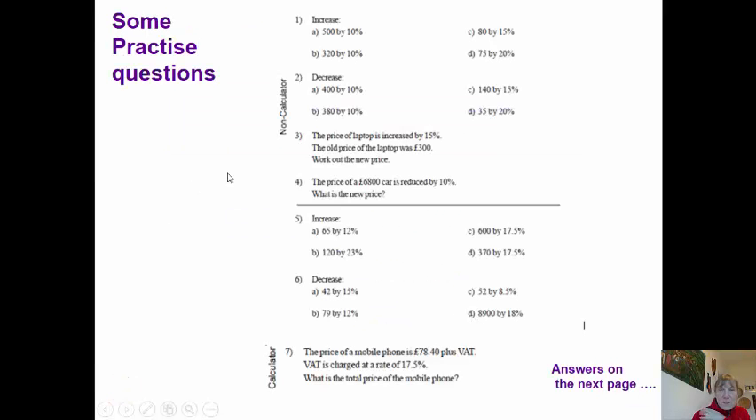So here are some practice questions, and the answers on the next page. So you might just want to freeze this for a little while and have some practice.